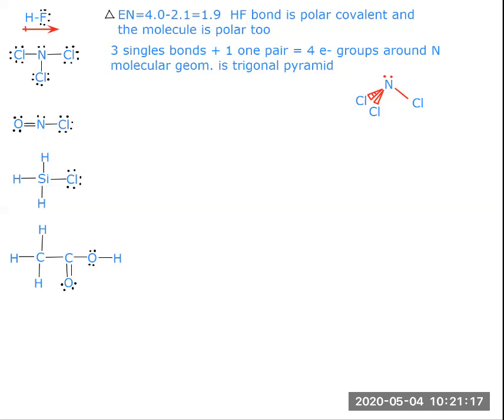Next, we need to decide if this molecule is polar. Before we decide for the molecule, we need to see if the bonds are polar. So we will need to calculate the electronegativity difference. And let me make this black. Let's calculate the electronegativity difference.